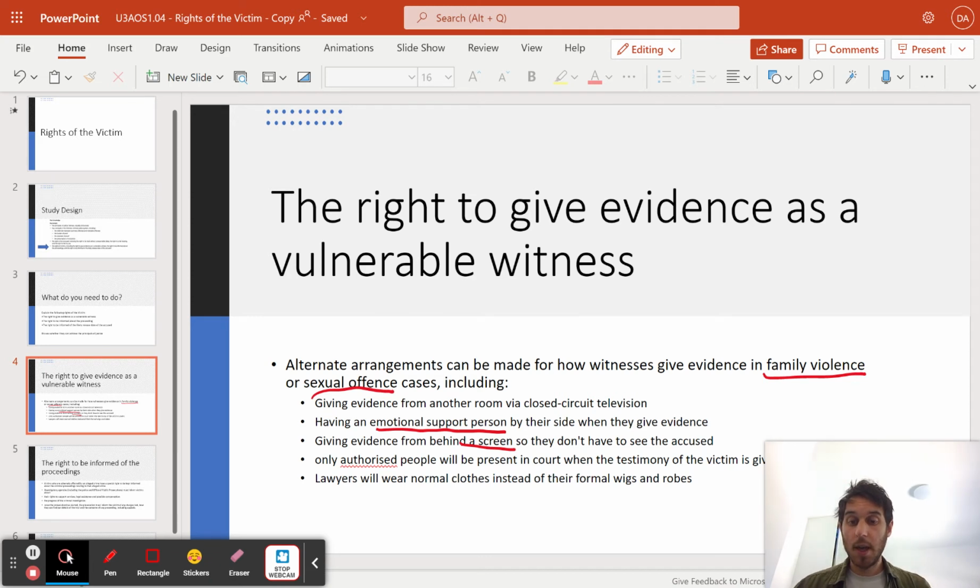We could allow for only certain people to be in the courtroom when they give their evidence. Or we could require the lawyers to wear normal clothes instead of their formal wigs and robes, if this might make the victim or witness feel more comfortable. So essentially, these alternative arrangements are the different ways we try to allow vulnerable witnesses to feel more comfortable giving evidence, to make them feel safer in court. But they only apply to family violence and sexual offence cases.